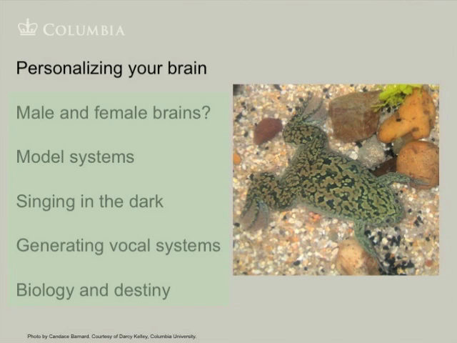And we're going to talk about how the male and female versions of the brain that produces those different songs is generated. And then finally, we're going to talk about the overarching issue of whether biology and destiny are inextricably intertwined, and how we might even look at that in an experimental way.